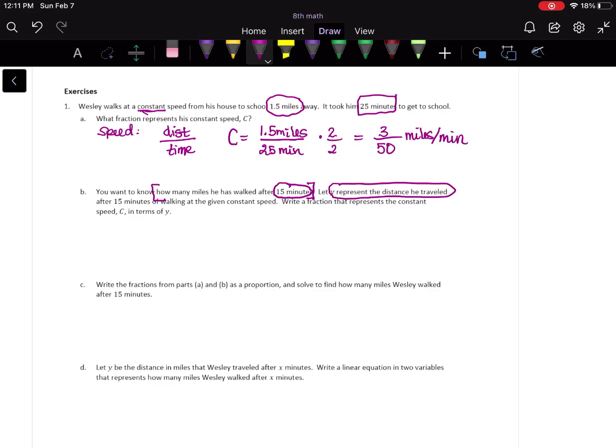What fraction represents that constant speed in terms of y? Well, we expect the speed to be the same, because it was constant, as what we obtained in the earlier problem. For that reason, I can use the letter C again here. And I'm going to set that equal to y, whatever distance I traveled, divided by the time, 15 minutes, that we know he has gone.